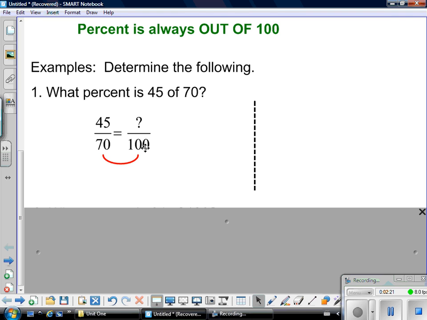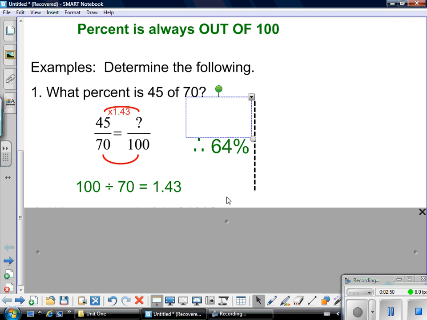Well, what about 100 divided by 70? If I do that, then I know what 70 would need to be multiplied by in order to get 100. And when you do that, you end up with 1.43. So I know that I need to multiply my 45 by that same number. So 45 times 1.43, and I actually get for my answer 64%. Now that is one way.